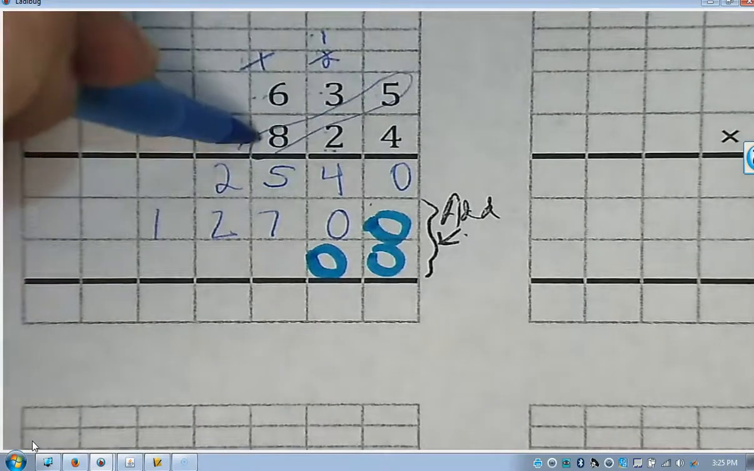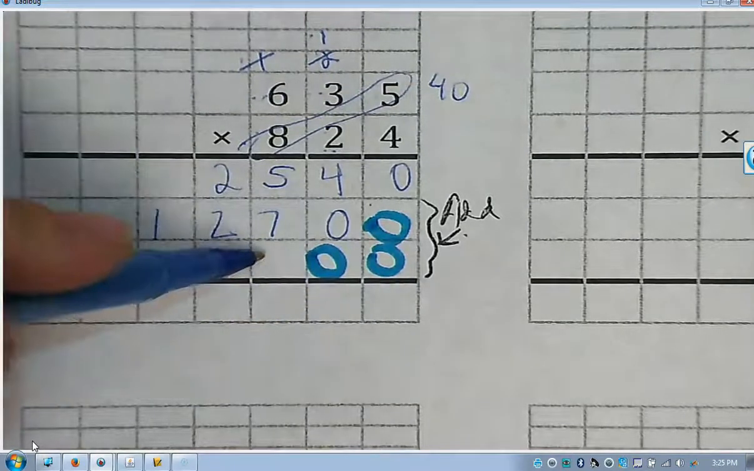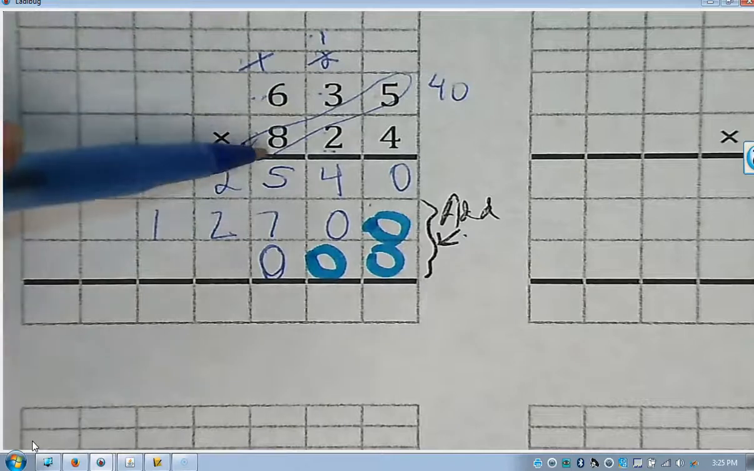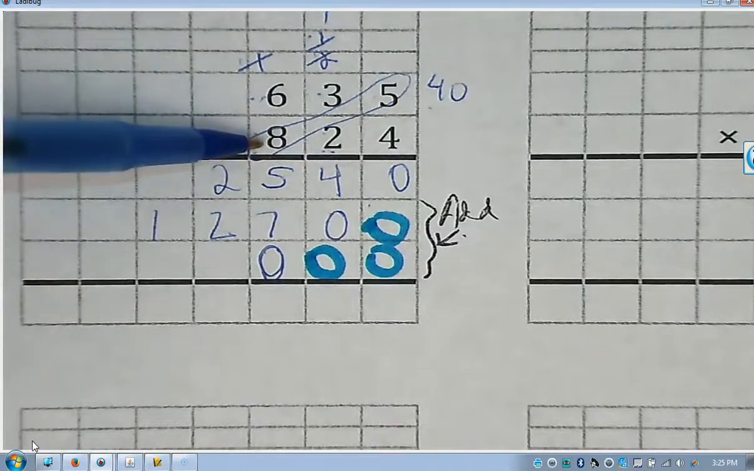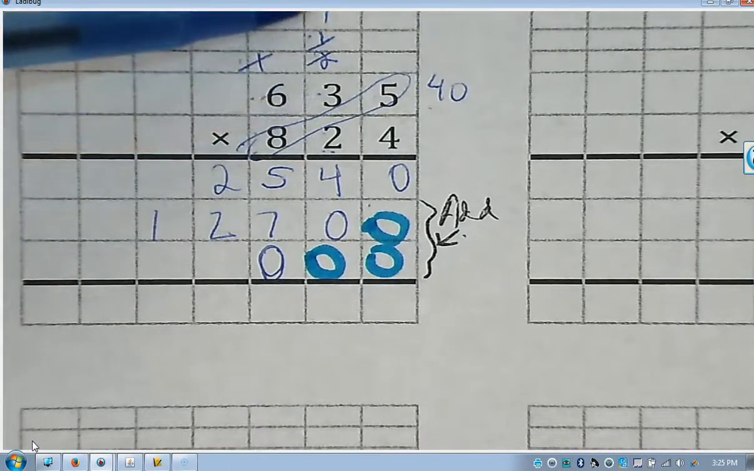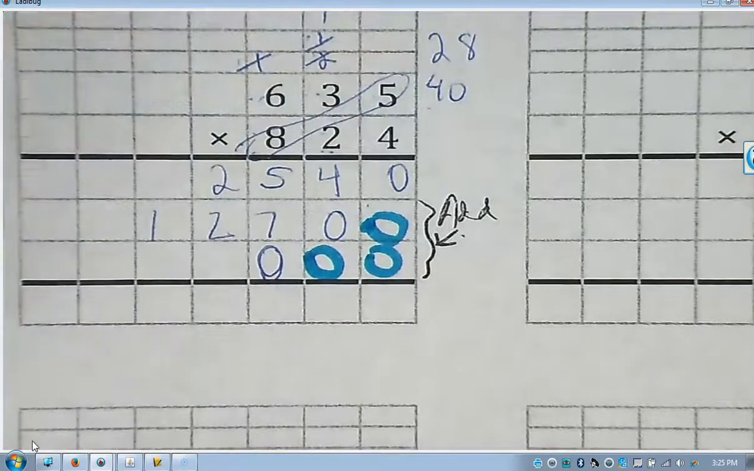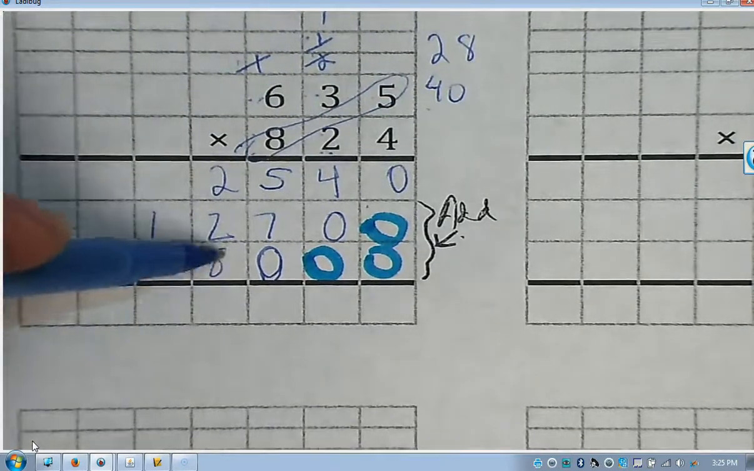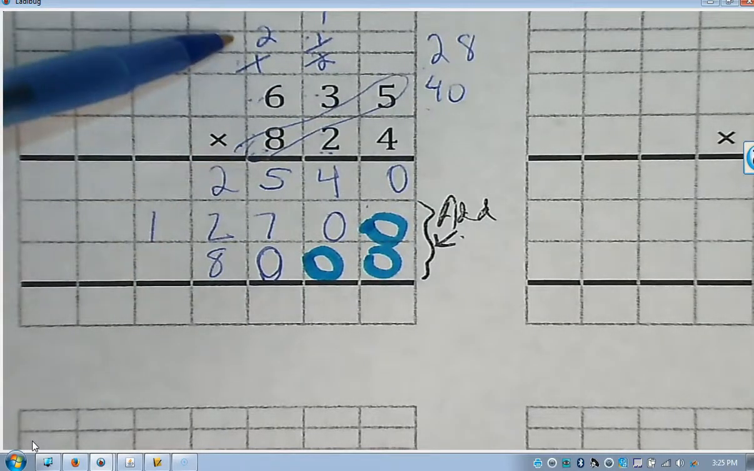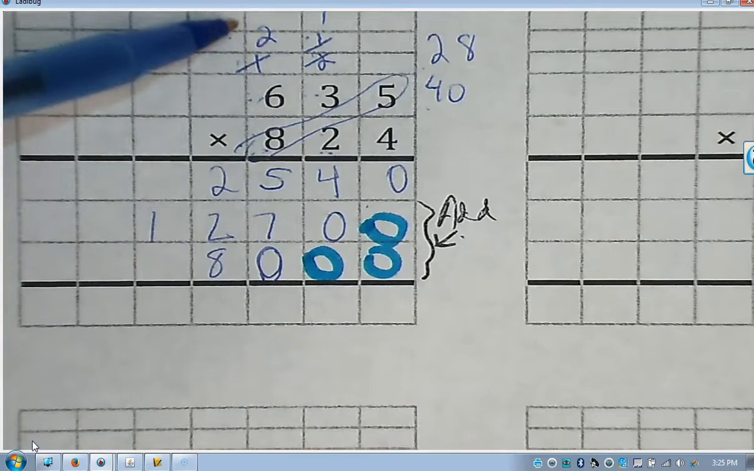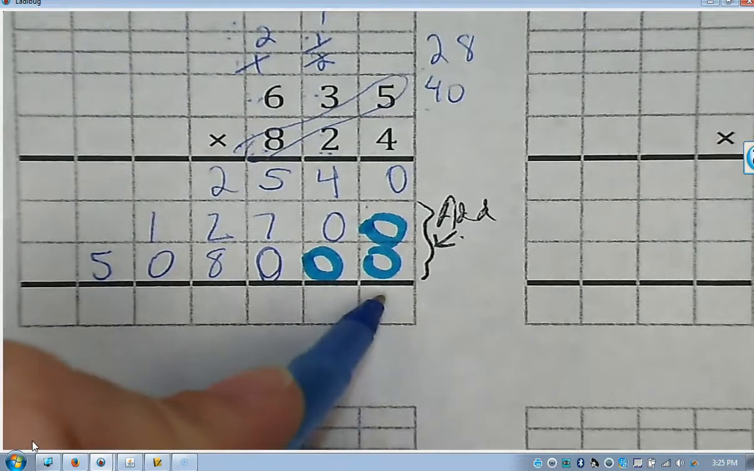So 5 times 8 is 40. So I had 2 zeros already. I'm going to need another 0. 5 times 8 is 40. The 4 goes in the next column up here. 8 times 3 plus 4, 28. The 8 goes at the bottom. The 2 goes at the top. The next column. 8 times 6 plus 2. 48 plus 2 is 50. Then add everything up.